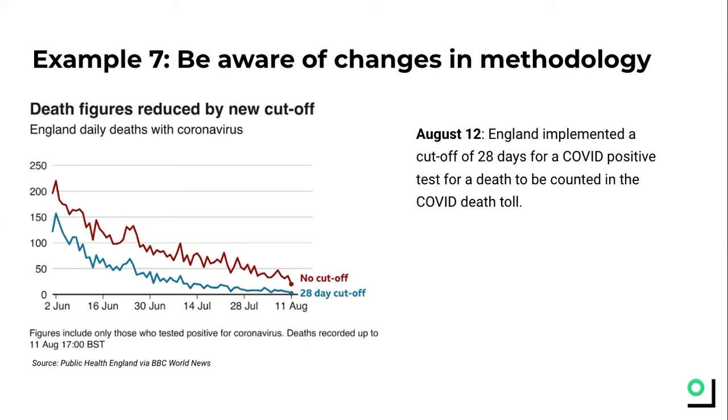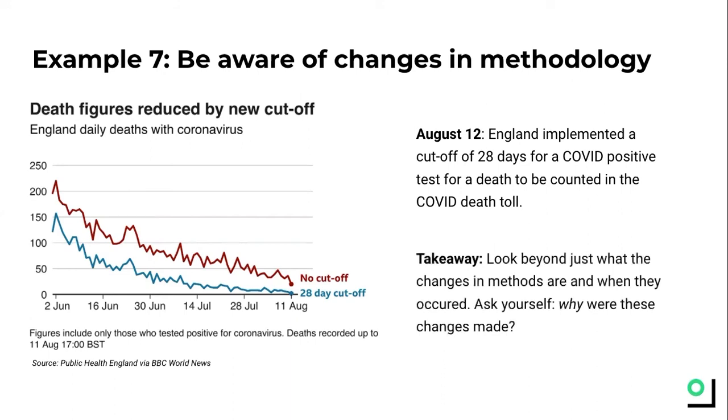England implemented a cutoff of 28 days following a COVID positive test for a death to be counted in the COVID death toll, bringing them in line with other UK nations. This change lowered deaths by 12%. To take it a step further, we must ask ourselves why these changes in methodology were made. Originally, there was no cutoff date to avoid underestimating the severity of the pandemic. But later, England saw the flaws in this thinking and made a change, altering critical COVID information.